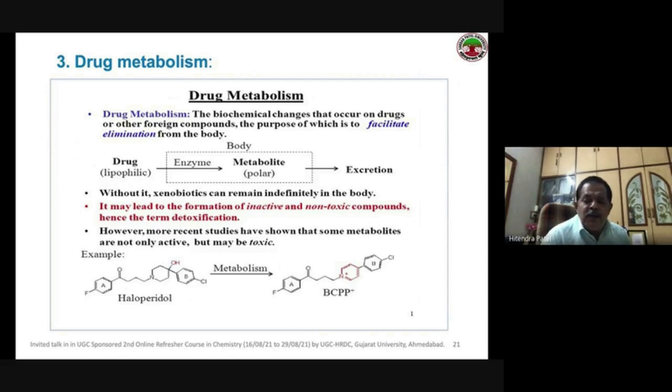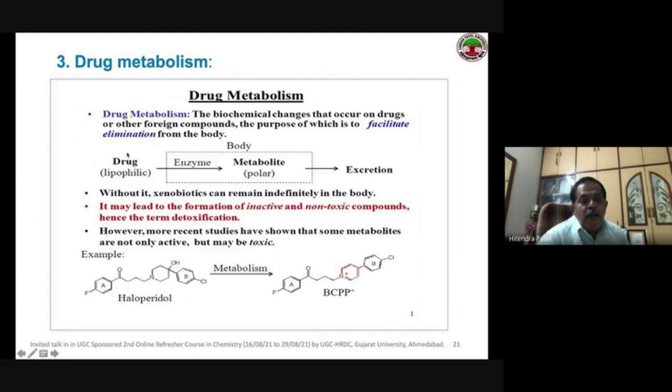Now, friends, the third important term is drug metabolism. So after taking the oral route of drug administration, one point I already explained is drug absorption. Then the second point we discussed is drug distribution, and the third one is drug metabolism. Now, drug metabolism is nothing but the biochemical changes we observe when we take this drug molecule. The purpose of this drug metabolism, you can see, is that it facilitates the elimination of different fragments of a drug molecule from the body.